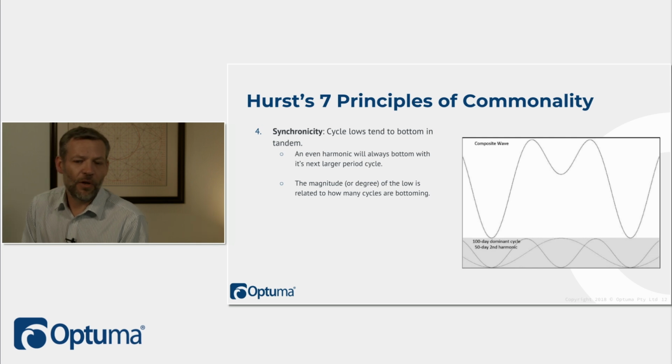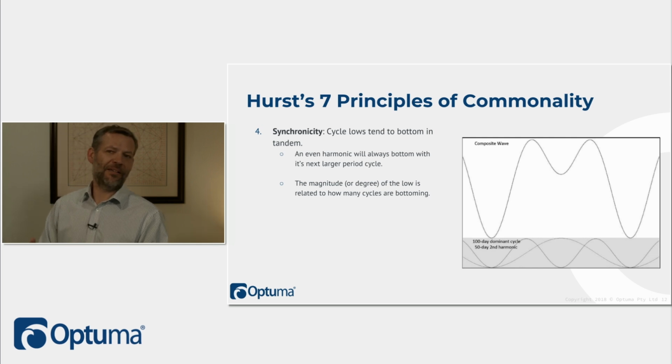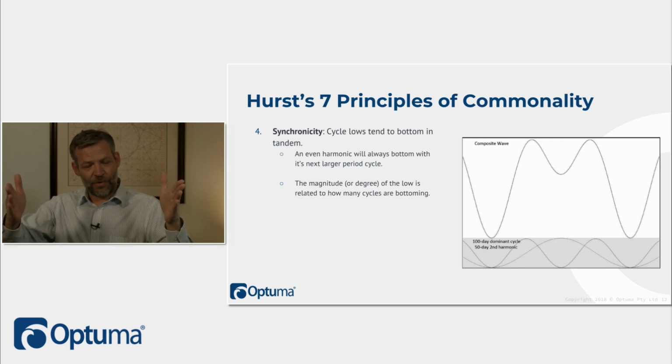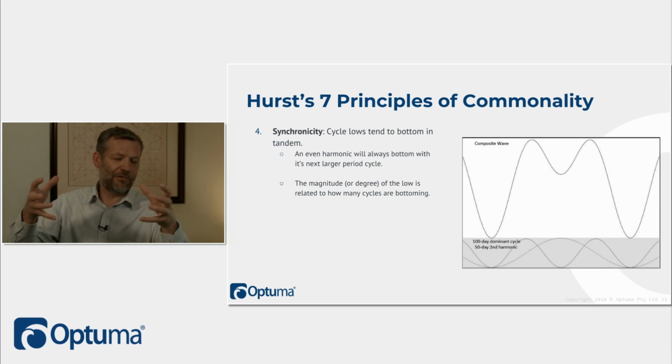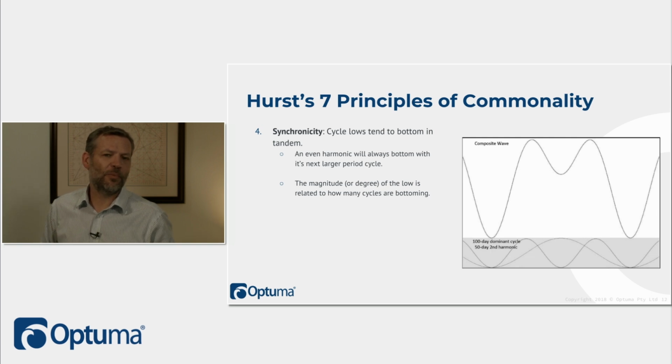Synchronicity. Cycle lows tend to all bottom together, and that's something that we use whenever we do cycle research. We're looking for these lows all to be together. An even harmonic will always bottom with its next large period cycle. An odd harmonic may be off for a couple of ones in the middle, but then gets back in sync again. So if we had a 2 here, and then a 3 period harmonic or a multiple of 3 in there, it may be off for one of them, but then comes back again on every second one.